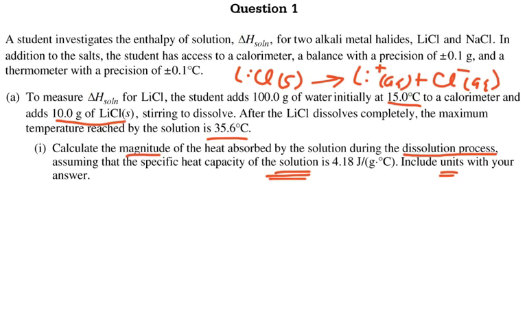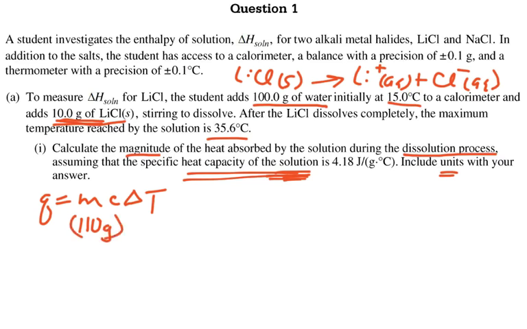Notice that it does say the heat capacity of the solution, and that's going to be important because the mass we use is not just the mass of the water, but the mass of the solution, so water and lithium chloride. It's a calorimeter, so we know we're talking about Q equals MC delta T, and some people call that MCAT, because it looks like MCAT. And so the mass here is the mass of the solution. We have 100 grams of water and 10 grams of lithium chloride, so we have 110 grams of our solution.